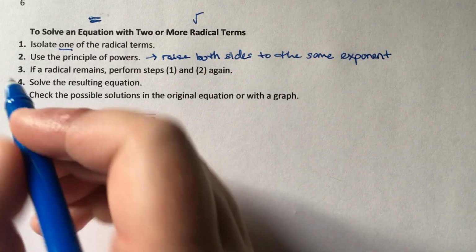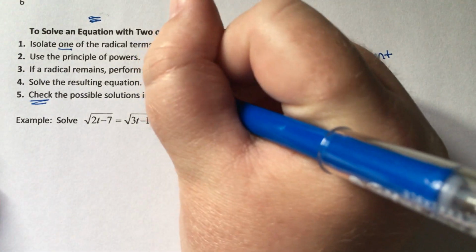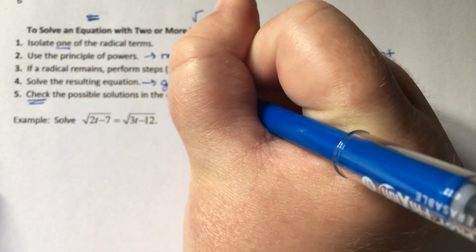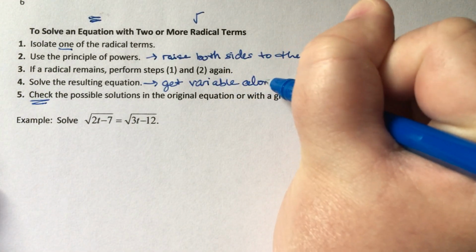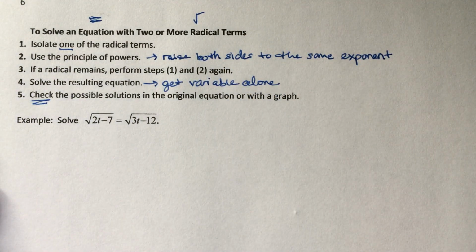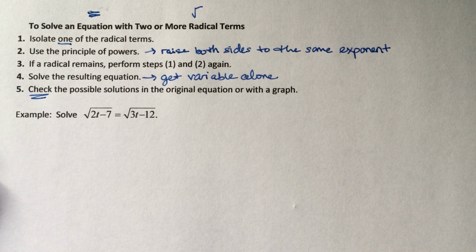Always check. So after we solve, meaning get the variable alone, so solve always means get the variable alone, that's our goal. Then we're going to check that solution because we could get extraneous solutions in these problems. All right, let's try one.